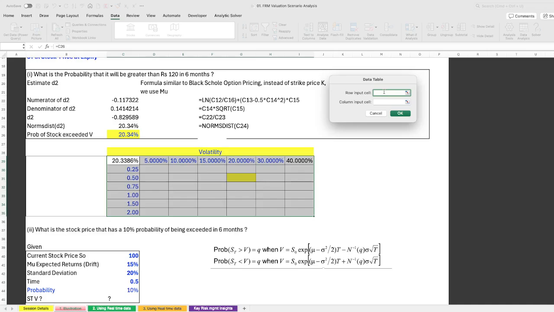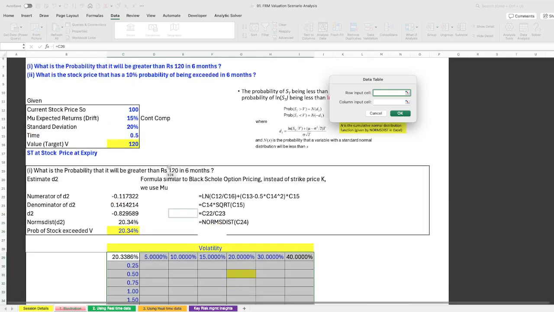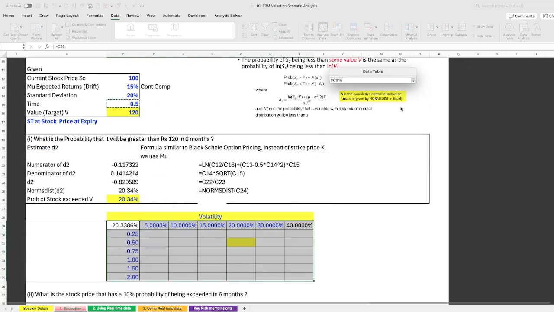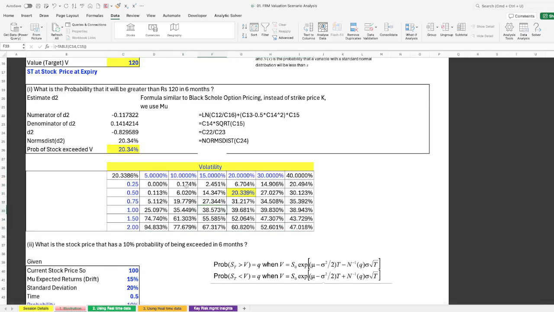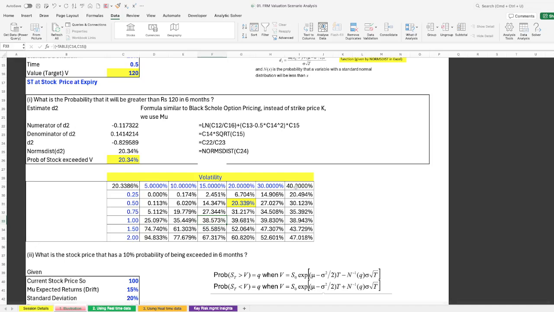On the row input, I have taken volatility, which is 20%. On the column input, I have taken time. That means we can do this analysis. As you can see, as the volatility increases to 30, 40 percent, for the same 0.5 time, the probability increases. Similarly, for any volatility, say 20%, as the time frame increases, the probability increases.